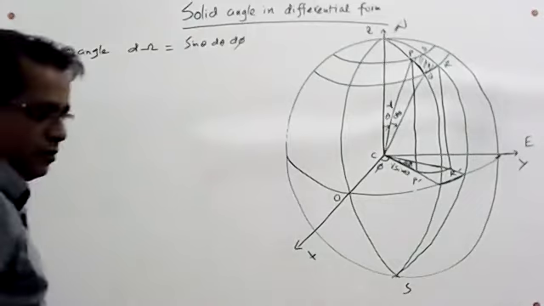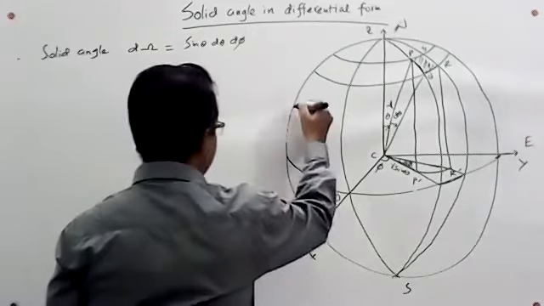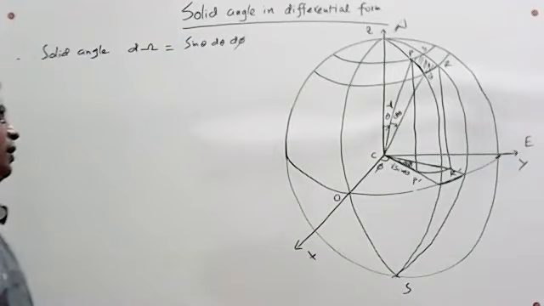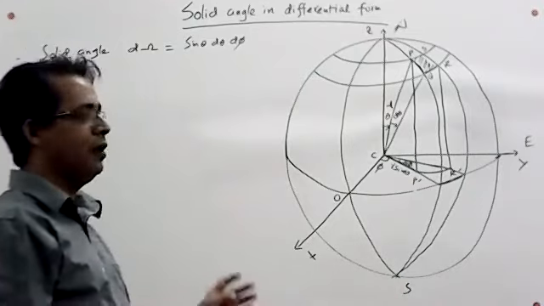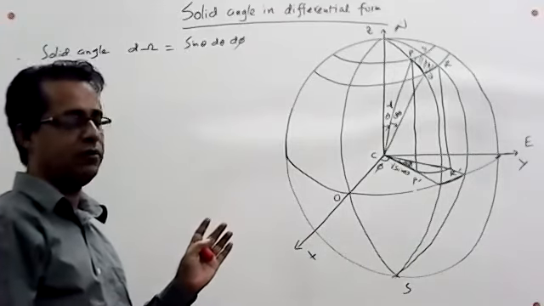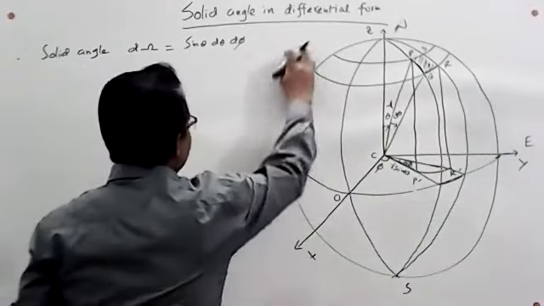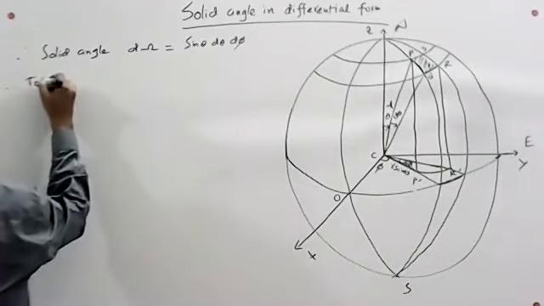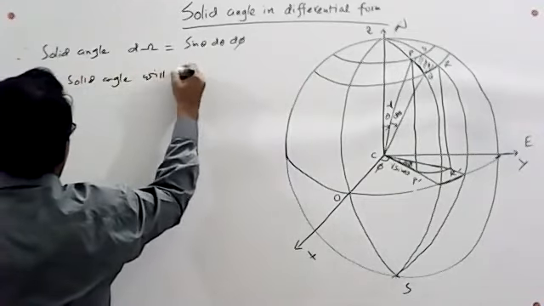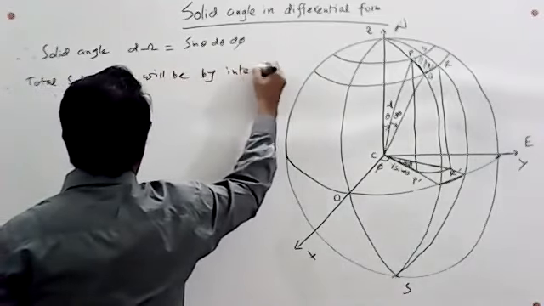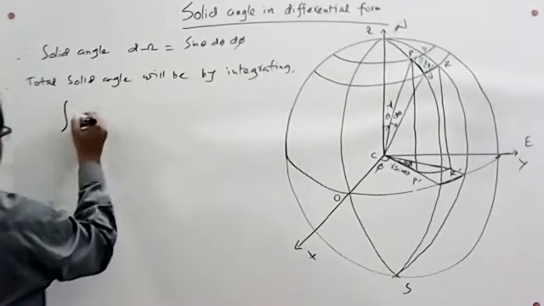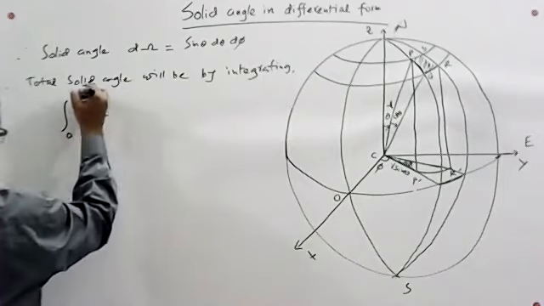Now if we would like to find the total solid angle for the entire surface, then we have to take the help of integration, and here we have to take the help of double integration. That is, we know that for surface integral we use double integration. By integrating this relation, we can get the total solid angle. So for the total solid angle, we have to integrate d omega from the limit 0 to omega.